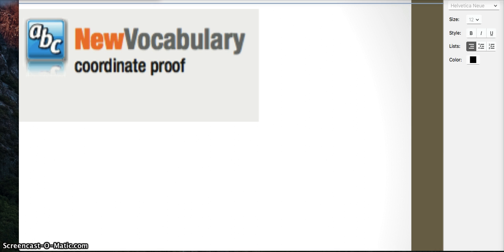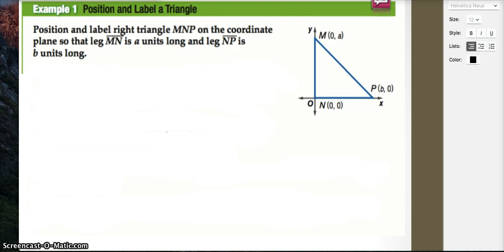And I'm not even going to talk about anything else. That's just an idea of where we're going. And so I think the best way to actually figure out what's going on is to dive right in. So let's take a look at example 1. We're going to position and label a triangle.